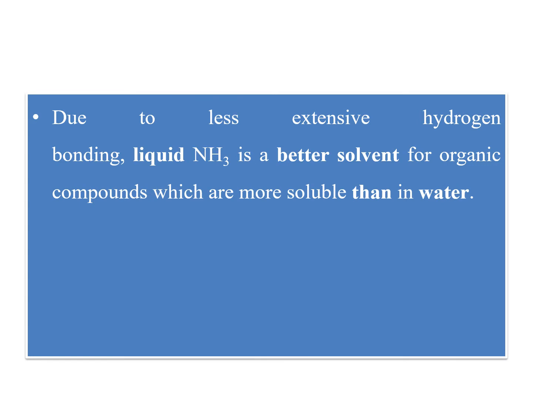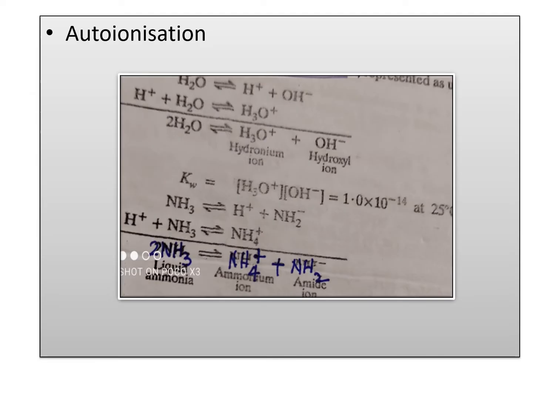Due to less extensive hydrogen bonding, liquid ammonia is a better solvent for organic compounds, which are more soluble than in water. Liquid ammonia shows a striking resemblance with water in its solvent action. Ammonia molecules are less strongly associated through hydrogen bonding in liquid ammonia. Consequently, the freezing as well as boiling points of liquid ammonia are lower than those of water.